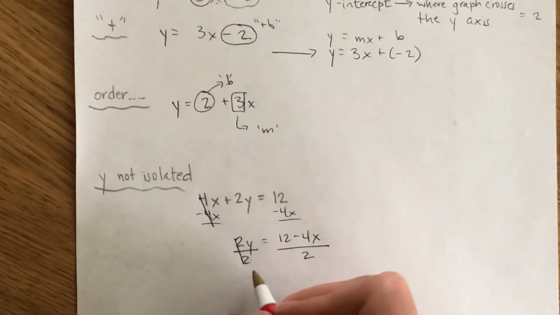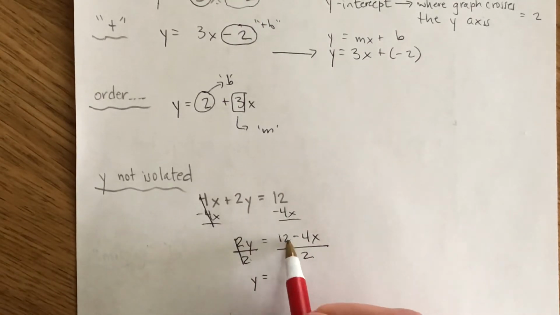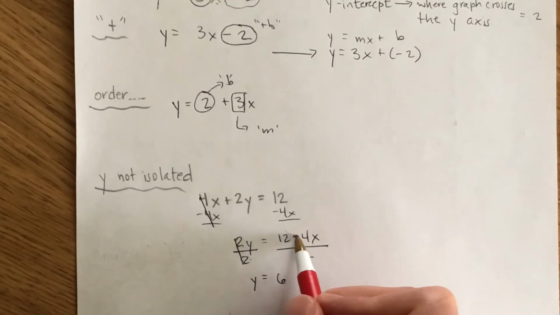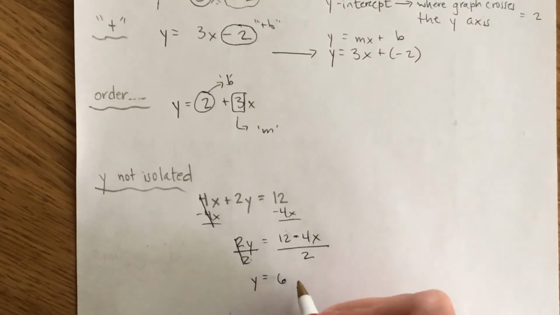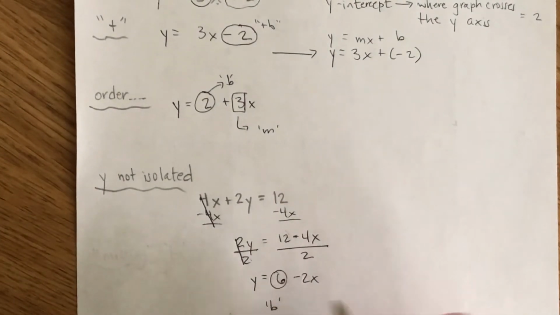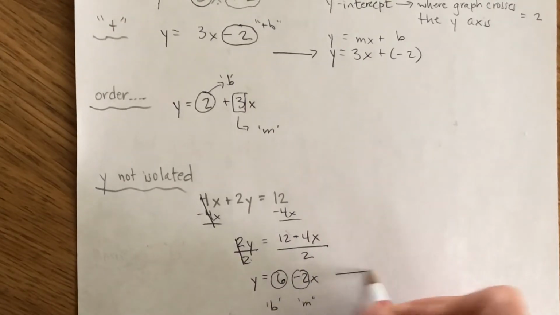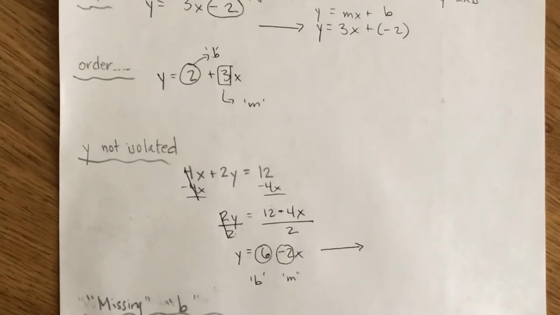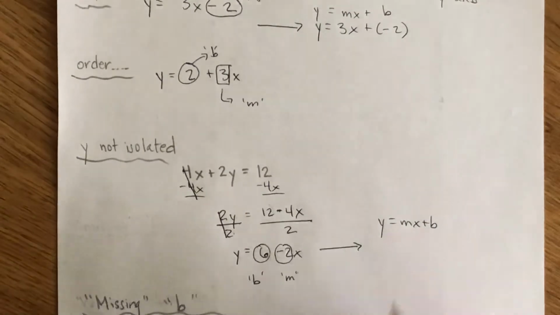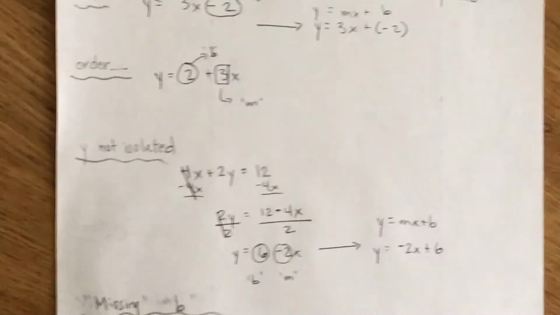Now we're getting into the format we need for slope-intercept. Y equals, now take each term and divide it by 2. 12 divided by 2 is 6. And don't forget the sign, negative 4x divided by 2 is negative 2x. You can leave it like this. Here's your b, and here's your m. But if you prefer to keep it as traditional as possible in the y equals mx plus b format, you could rewrite it as y equals negative 2x plus 6.